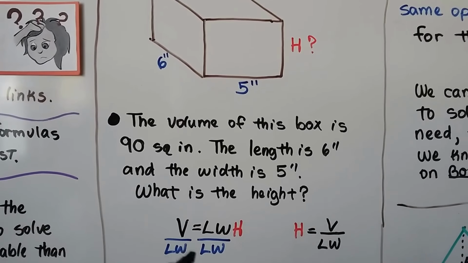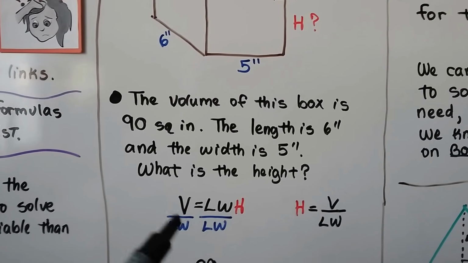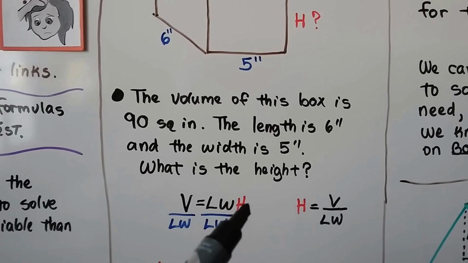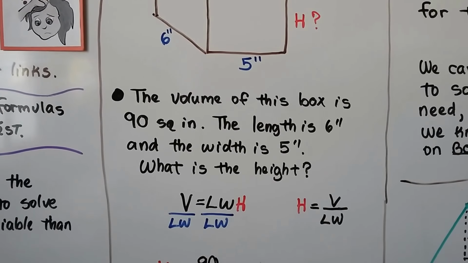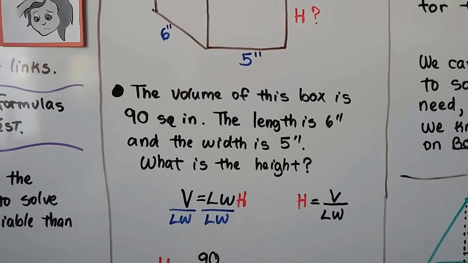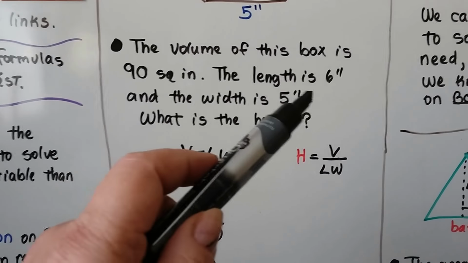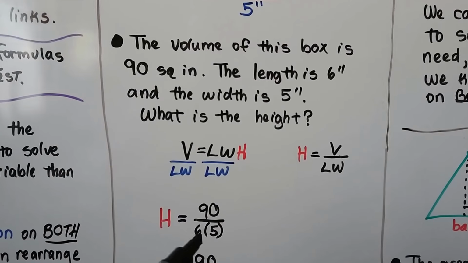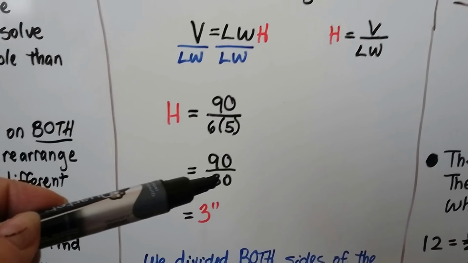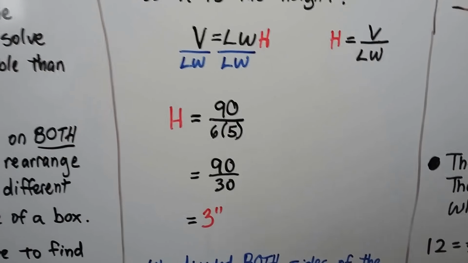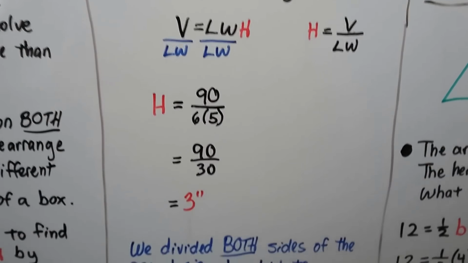We can substitute in the values that we know. We can also divide both sides of this equation by that LW to get h by itself, so we can just plug in the information like this as volume divided by length times width. It says the volume is 90, so we have 90, and the length is 6 and the width is 5, so we have 6 times 5. That means we have 90 divided by 30. Well, that's 3, so we know the height is 3. And since it was in inches, we know it's 3 inches.